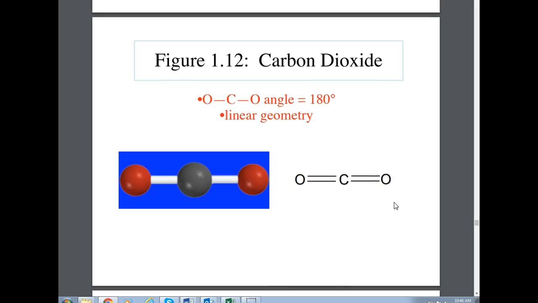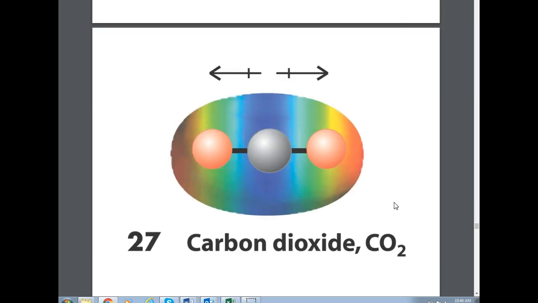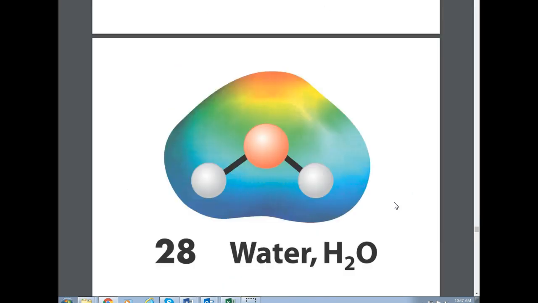Here's a linear guy. Carbon dioxide is linear. We're just talking about the bonded things, the nuclei. What's that shape? Water has the bent shape.